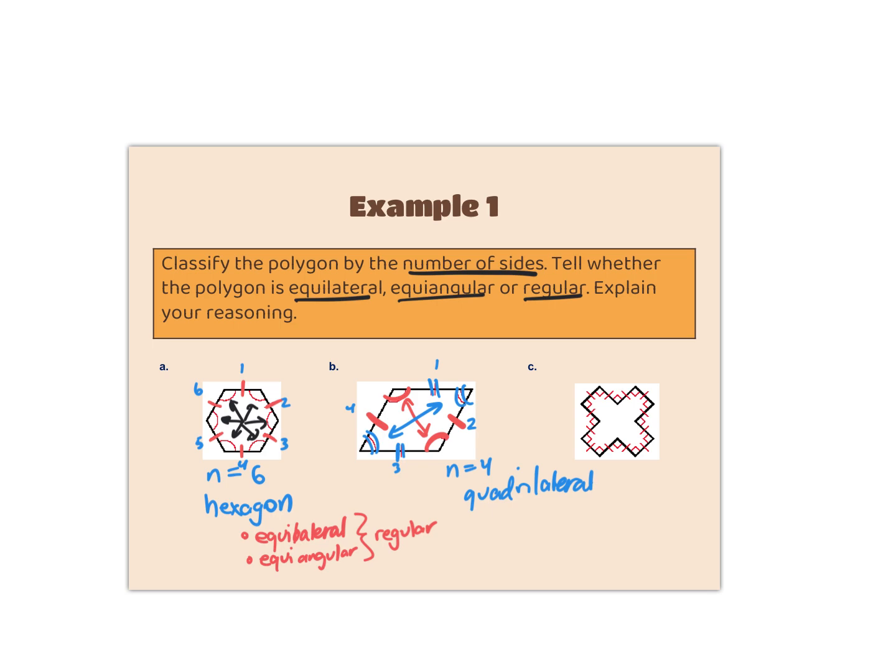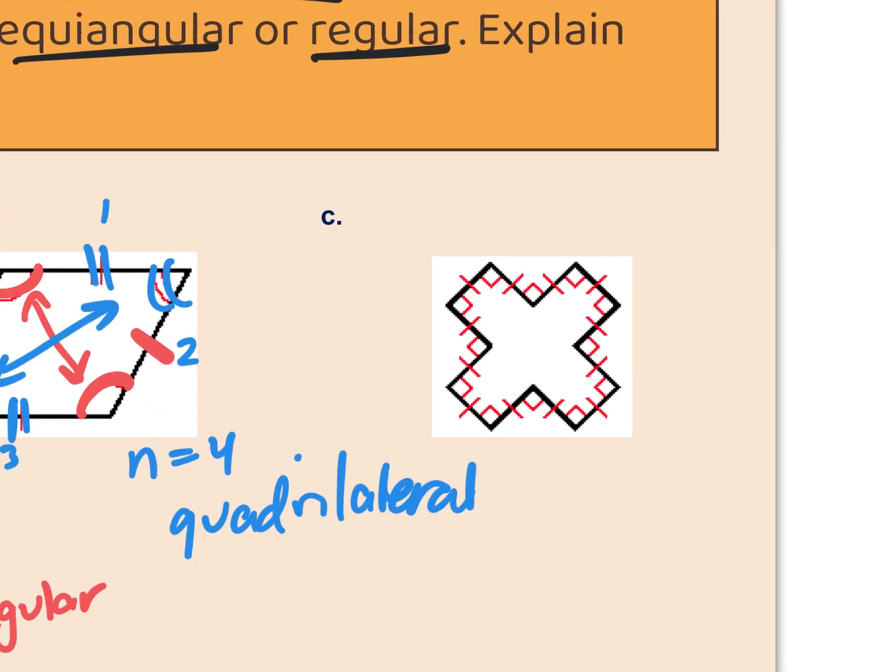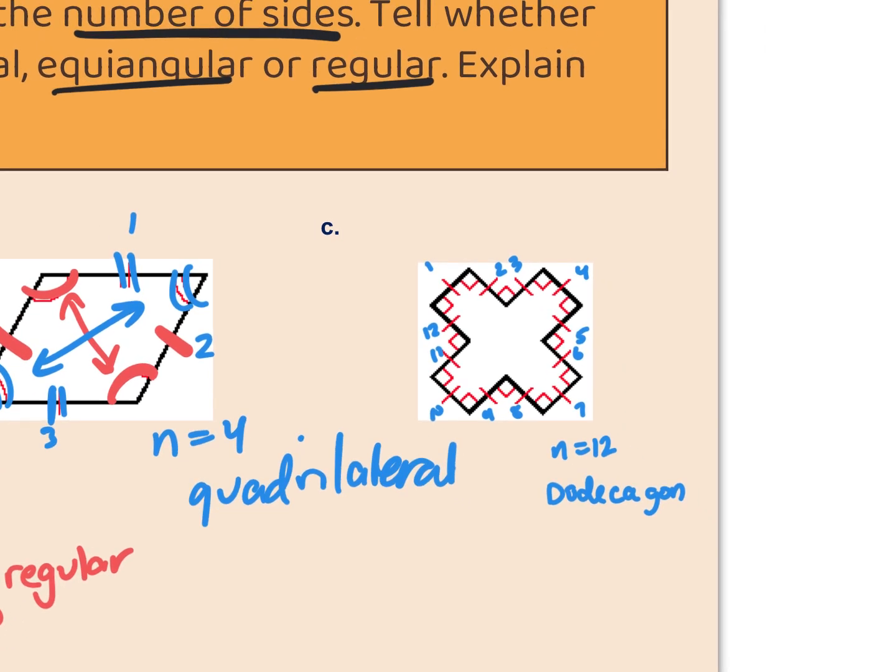And the last shape is really tricky. We need to look at it, and first we need to figure out the number of sides. So 1, 2, 3, 4, 5, 6, 7, 8, 9, 10, 11, 12. So if n is 12, I know this is a dodecagon. That's the easy part. And I also see that all the sides have a single tick mark, and so there are 12 congruent sides. So it is equilateral.